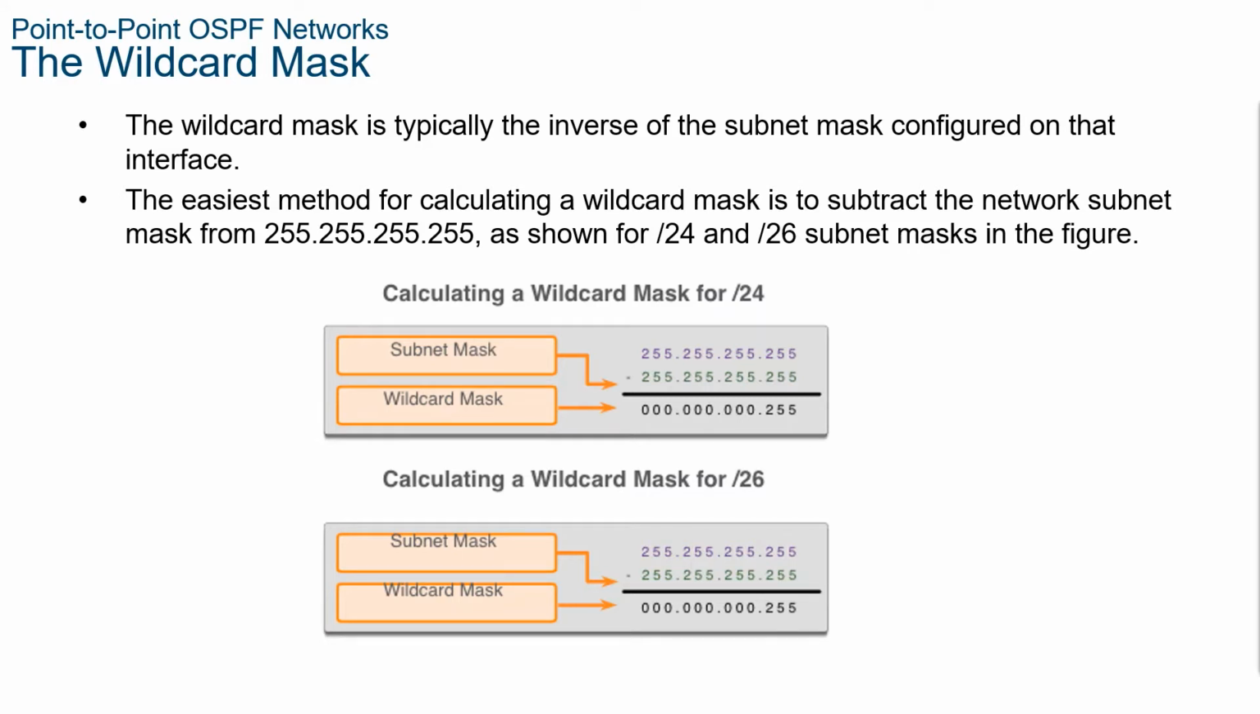Let's make some adjustments on this PowerPoint. Take note, if it is /24, that's 255.255.255.0, so this last octet should be 0 here. Subtracting it, the wildcard mask for /24 would be 0.0.0.255. Now for /26, this should be 192 here, so just change that to 192. Subtracting it from 255.255.255.255, the wildcard mask would be 0.0.0.63. That is for /26.